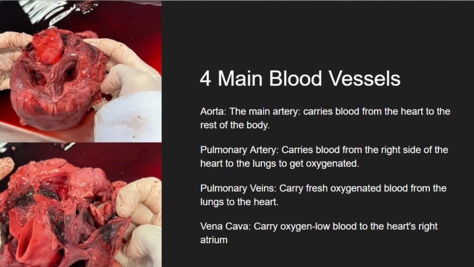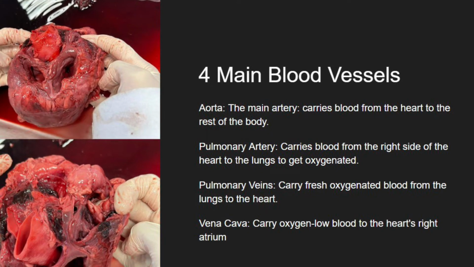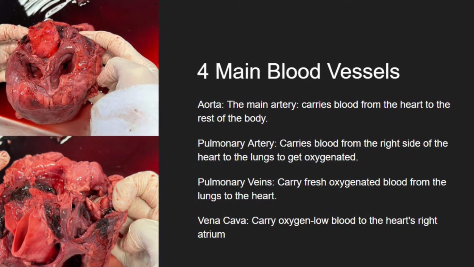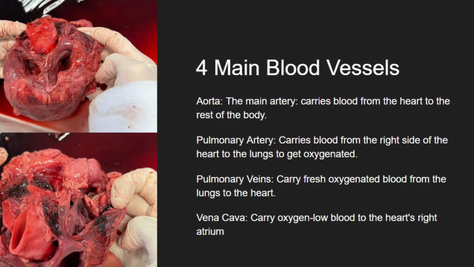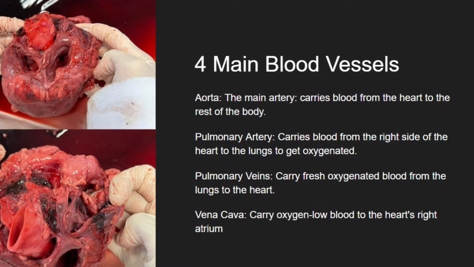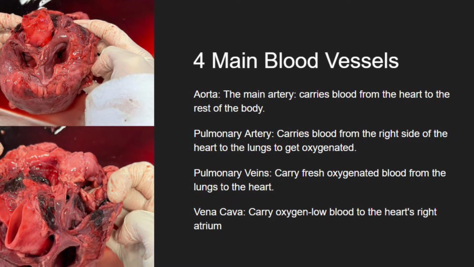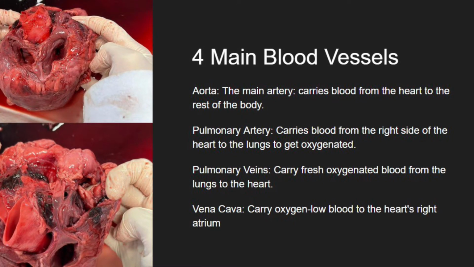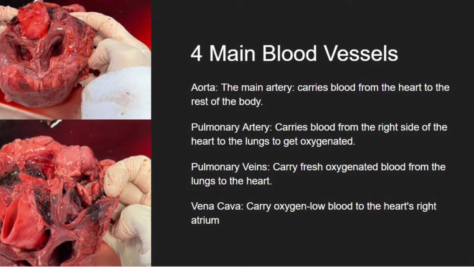The heart also has four main blood vessels. Aorta, the main artery. It carries blood from the heart to the rest of the body. The pulmonary artery carries blood from the right side of the heart to the lungs to get oxygenated. The pulmonary veins carry fresh oxygenated blood from the lungs to the heart. The vena cava is a vein that carries oxygen-low blood to the heart's right atrium. We will discuss the difference between arteries and veins later on.